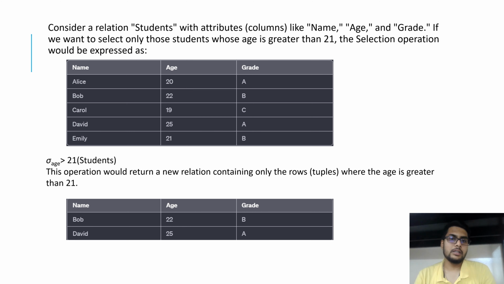Example. Consider a relation students with attributes (columns) like name, age, grade. If we want to select only those students whose age is greater than 21, the selection operation would be expressed as sigma of age is greater than 21 of students. This operation would return a new relation containing only the rows where the age is greater than 21.